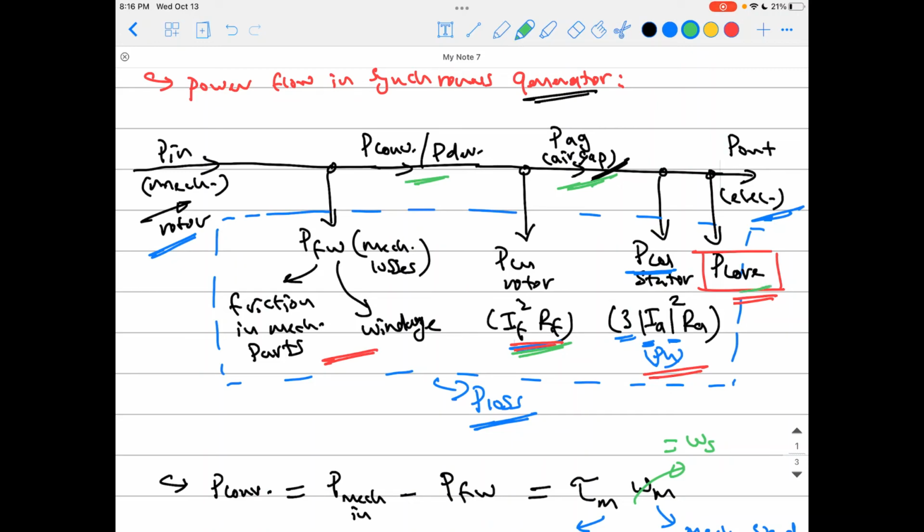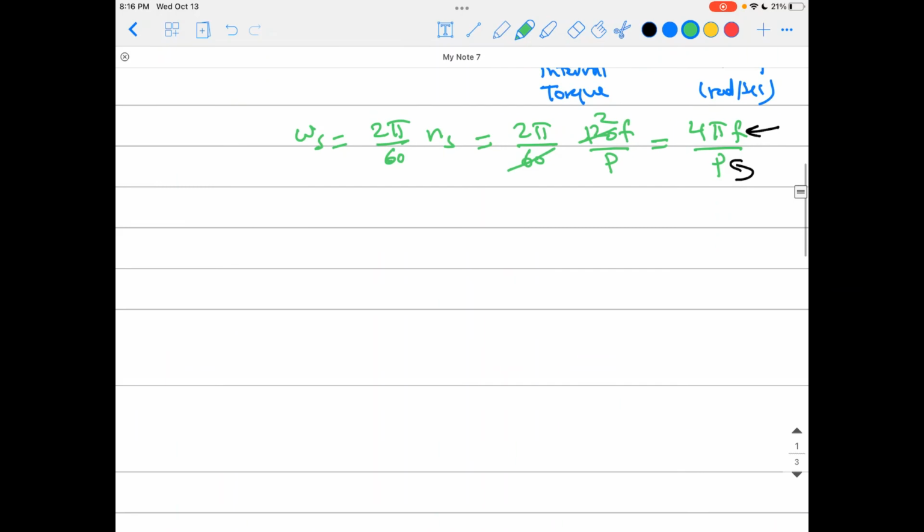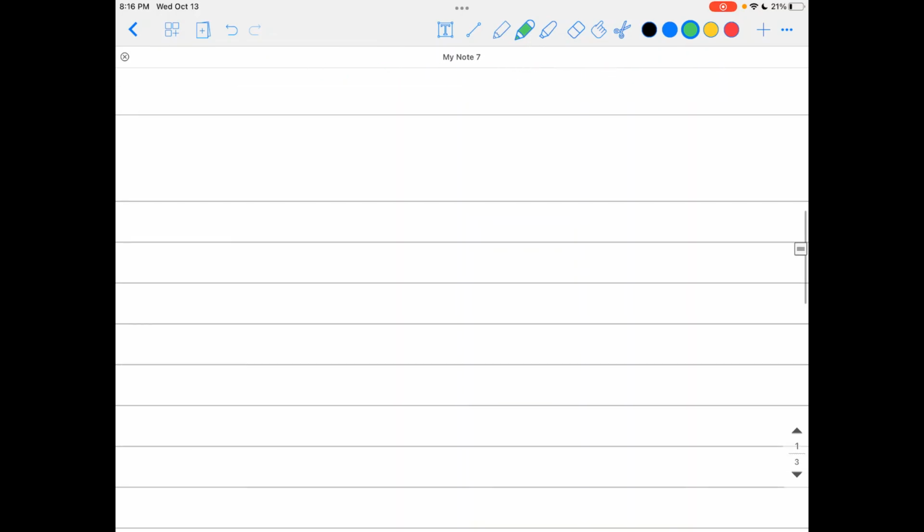If you want to find the core losses, that's the new thing to talk about here. So what do we mean by the core losses? It's a new thing here, the P core. The core losses are the power you lose in the iron core of this machine if you have an AC excitation.